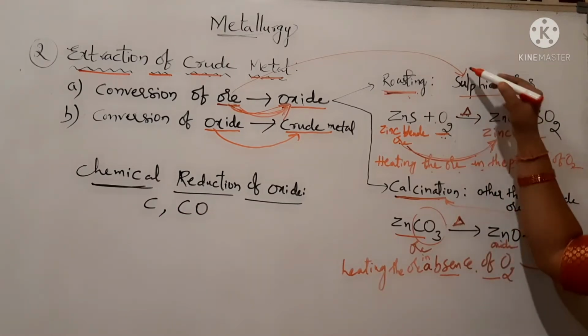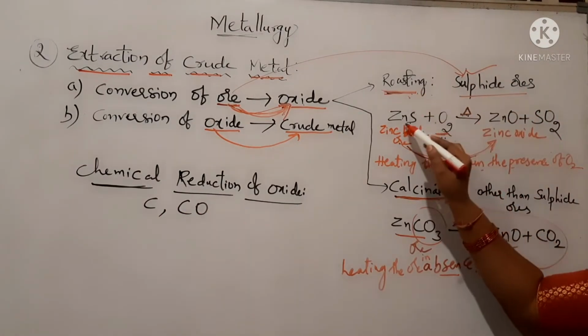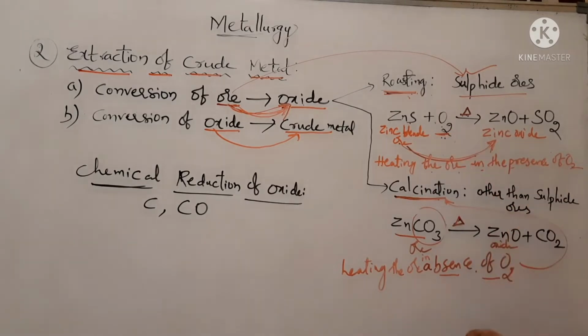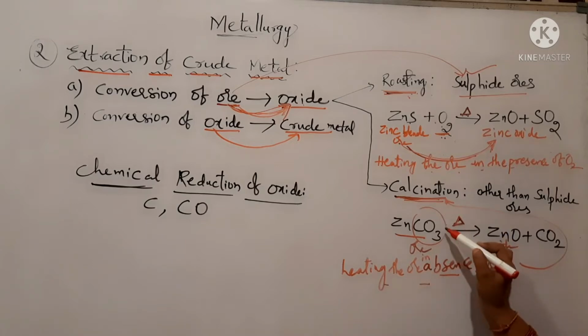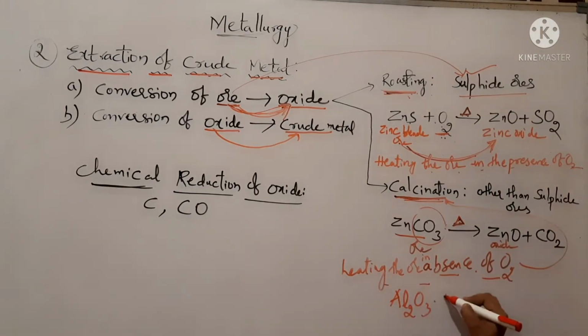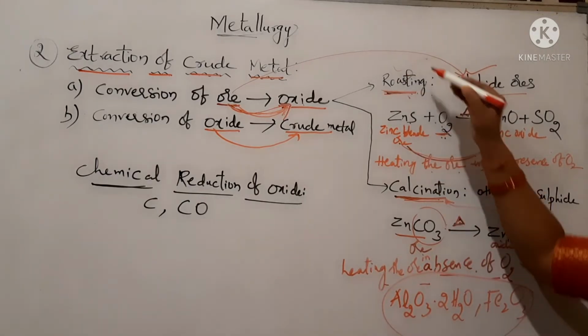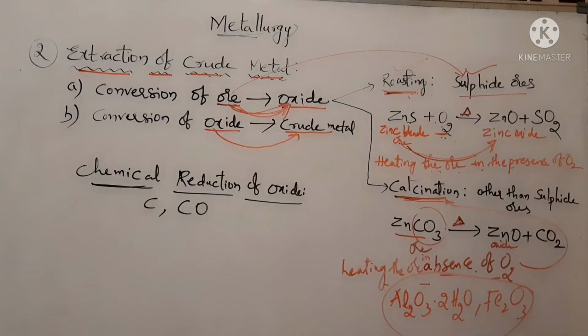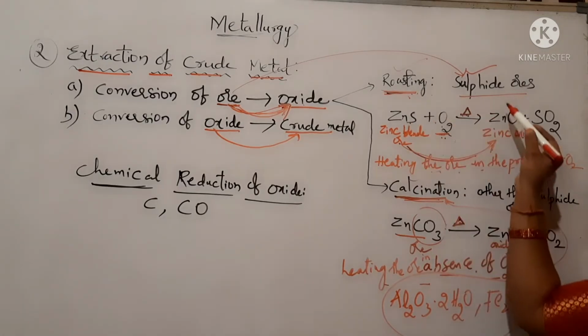Here, if it is sulfide ore, you have to go for roasting, that means heating the ore in the presence of oxygen. And other than sulfide ores, you have to go for the calcination process, heating the ore in the absence of oxygen. If it is an oxide like bauxite, Al2O3·2H2O, or if it is hematite or magnetite like Fe2O3, this is already in the oxide form. So no need of roasting and calcination. If it is sulfide, you have to go for roasting.